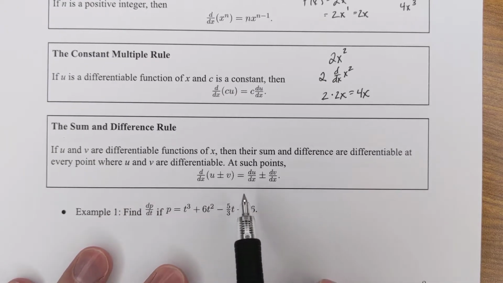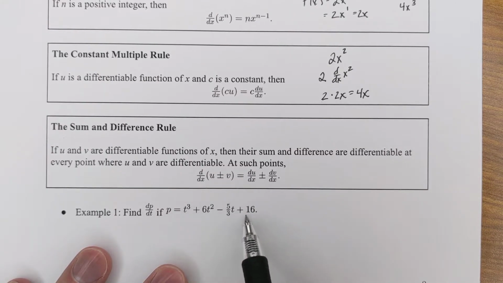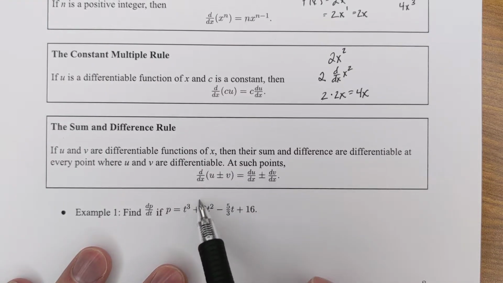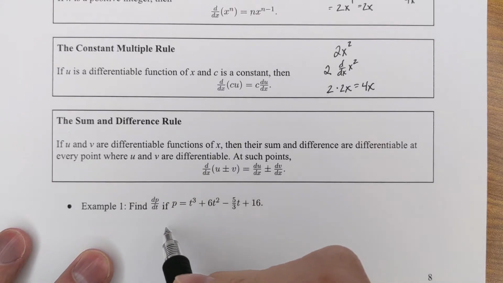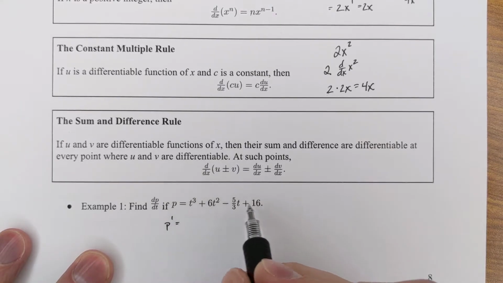The sum or difference rule just says that you can treat each term separately. You don't have to work the whole problem at once. You can just work pieces. So work the first term, take its derivative. Work the second term, take its derivative, and so on. So this one wants us to find p prime, the derivative of p, given this equation.